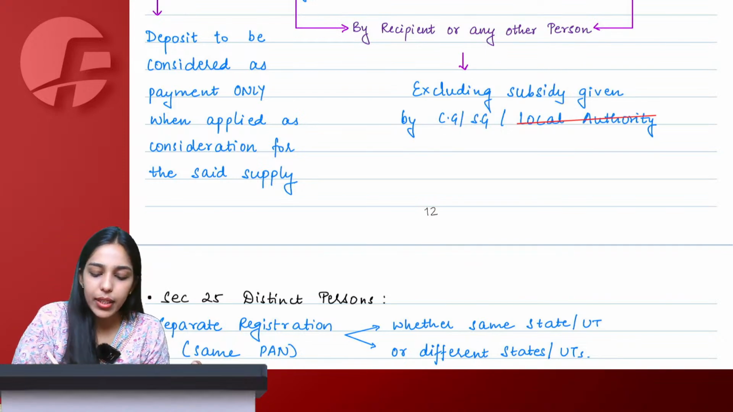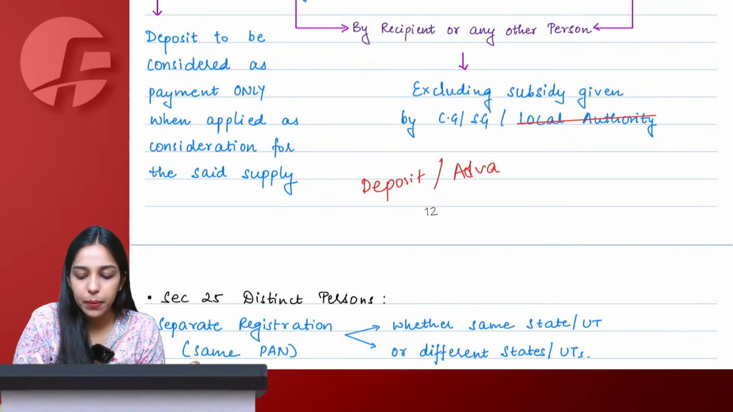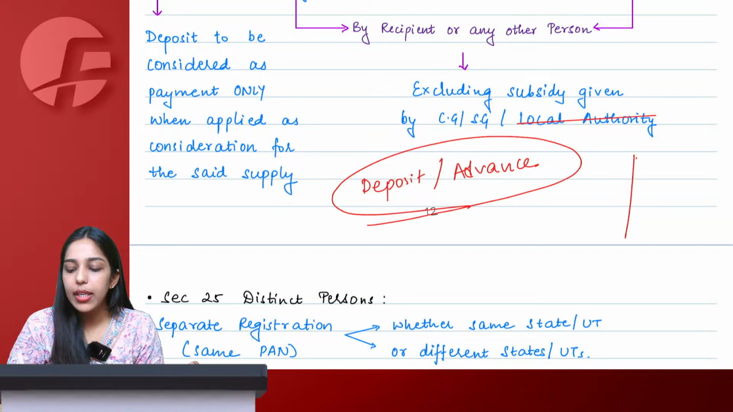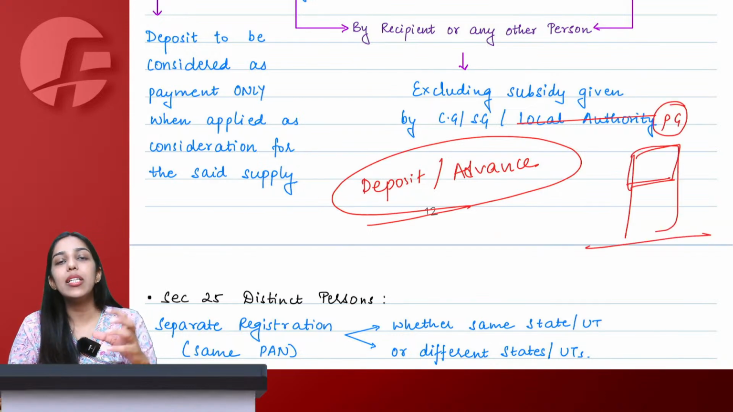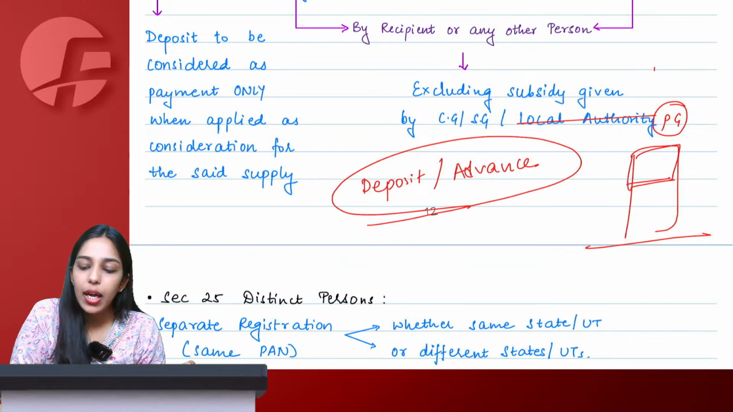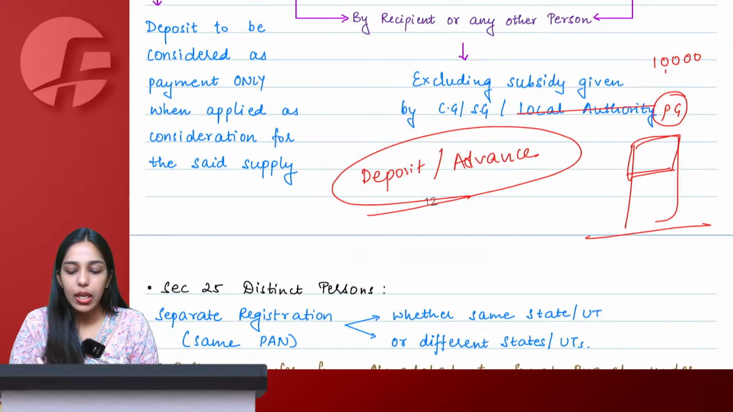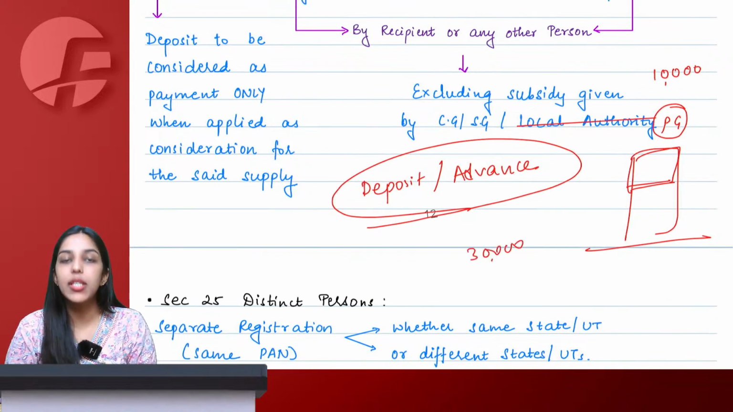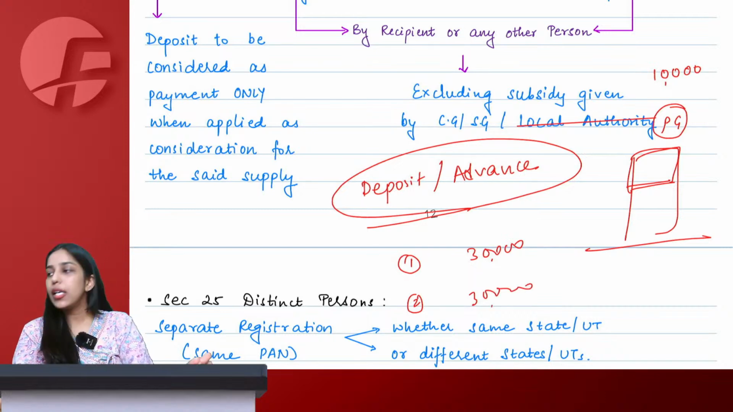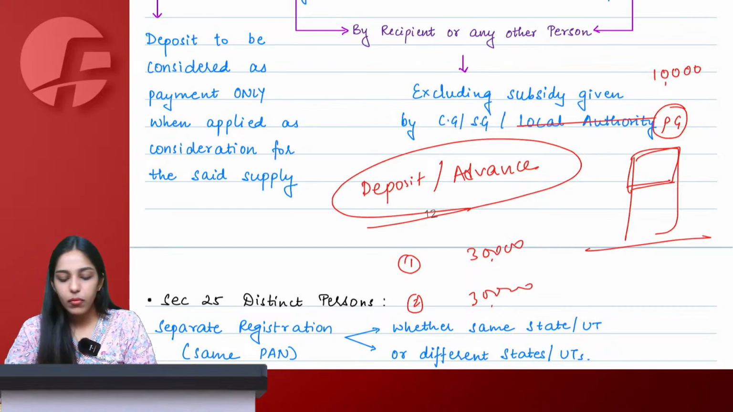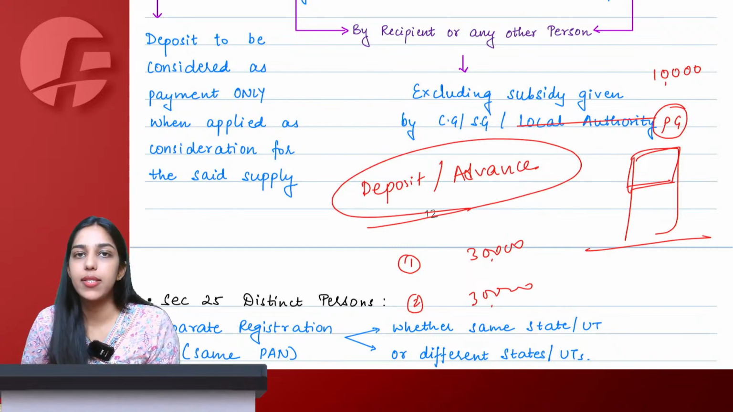Right. Now tell me, what is the difference between deposit and advance? Anyone? If I tell you that I am going to stay in a PG, my monthly rent for that PG is, let's say, 10,000. I say I have given a 3-month deposit. I have given 30,000 deposit, point number 1, and I have given 30,000 advance. Can any one of you give me the difference between deposit and advance?